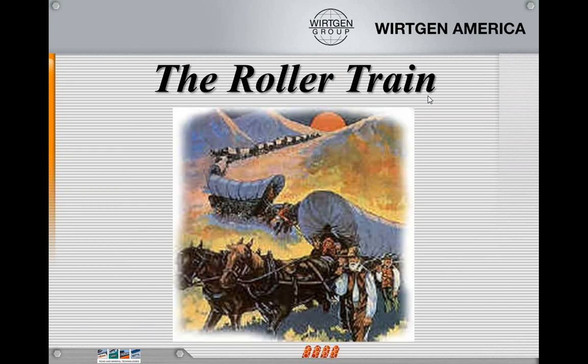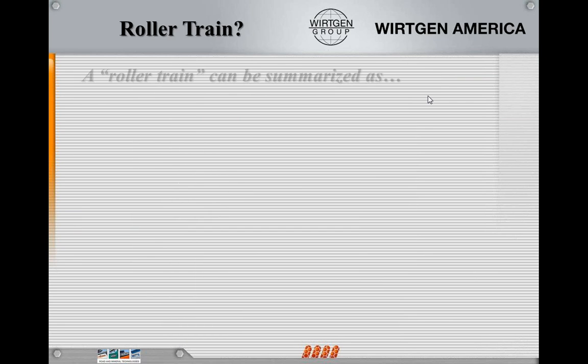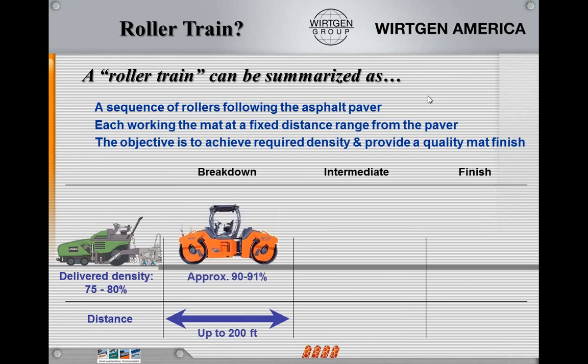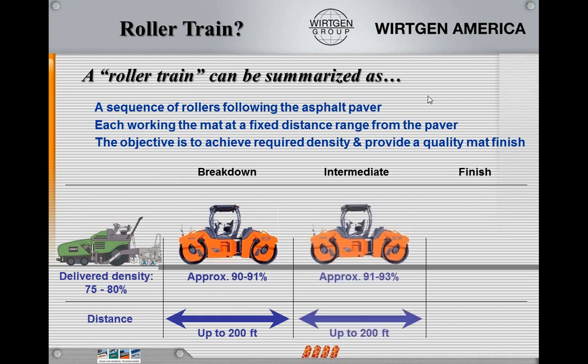So now let's talk a little bit about roller trains. A roller train can basically be summarized as a sequence of rollers that are following the paver. The objective is to have just enough rollers behind there to achieve density and provide smoothness at finish. This is an example of a range between 92 and 96% that we're required to get to for density. We look at 3 rollers here.